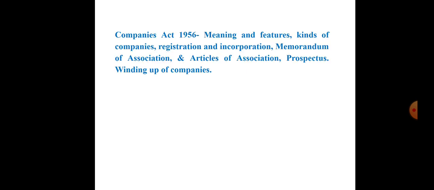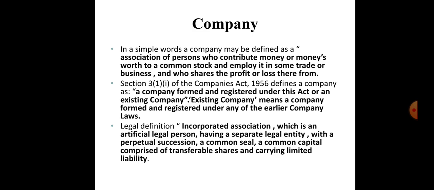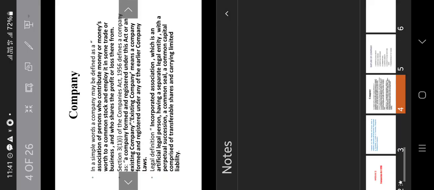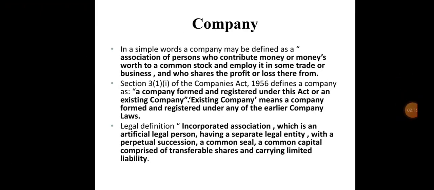In this unit we will be discussing its meaning, features, kinds of companies, registration and incorporation, then memorandum of association, articles of association, prospectus and winding up of company. So, how to start a company, how to frame a company, and then how to wind up a company. For all this we have what we call corporate compliance, which is very much required for a company. Before we start, we shall know what a company is.